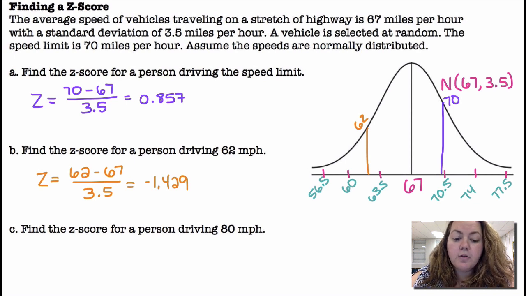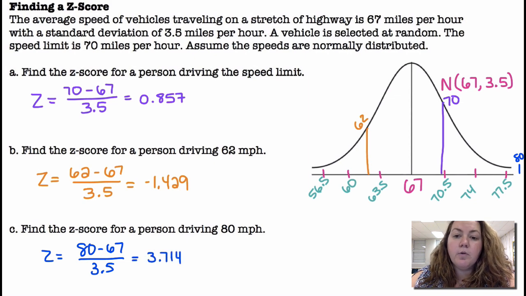Find the z-score for a person driving 80 miles an hour. So same setup. This time 80, I can see that that's pretty far out. It's more than 3 standard deviations away. 80 minus 67 divided by 3.5 gives me 3.714.